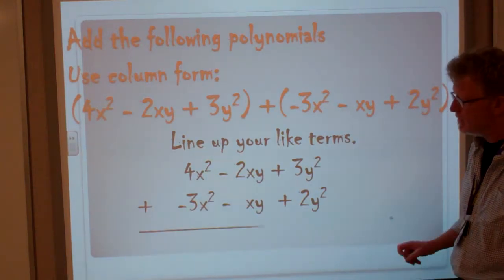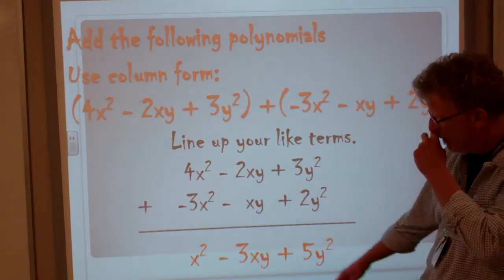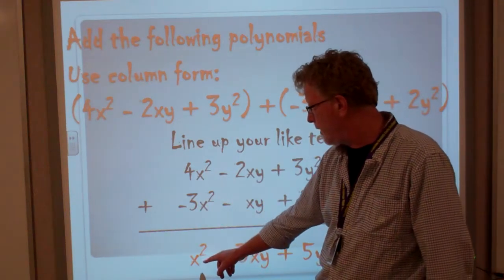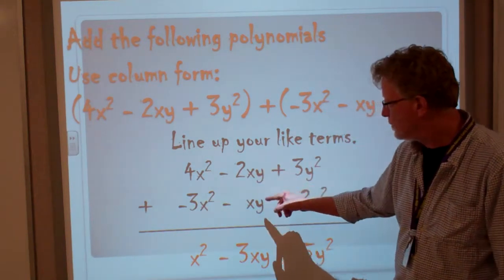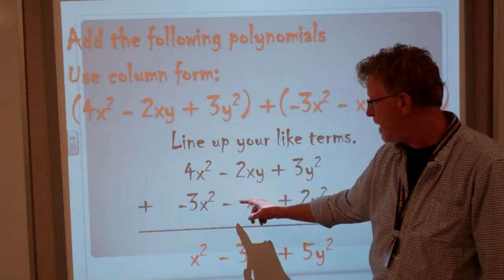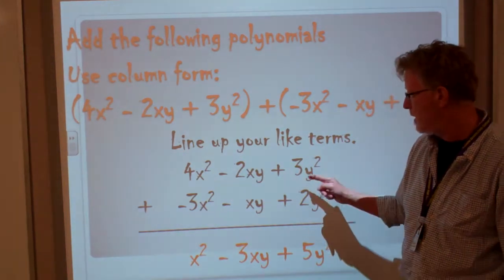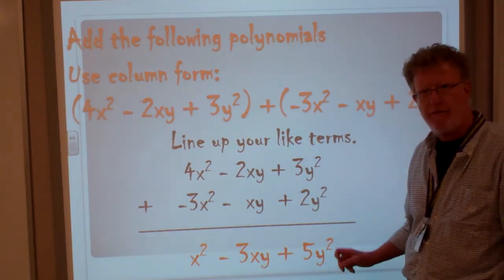Now it becomes a matter of just adding and subtracting. 4x squared minus 3x squared is x squared. Negative 2xy minus xy is negative 3xy. And 3 plus 2 is 5 for a 5y squared.